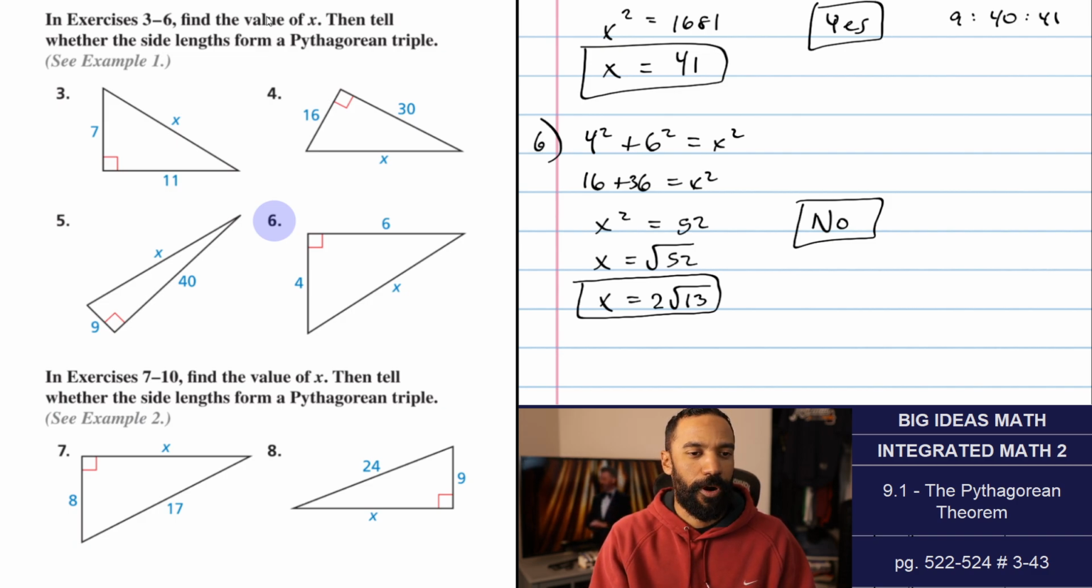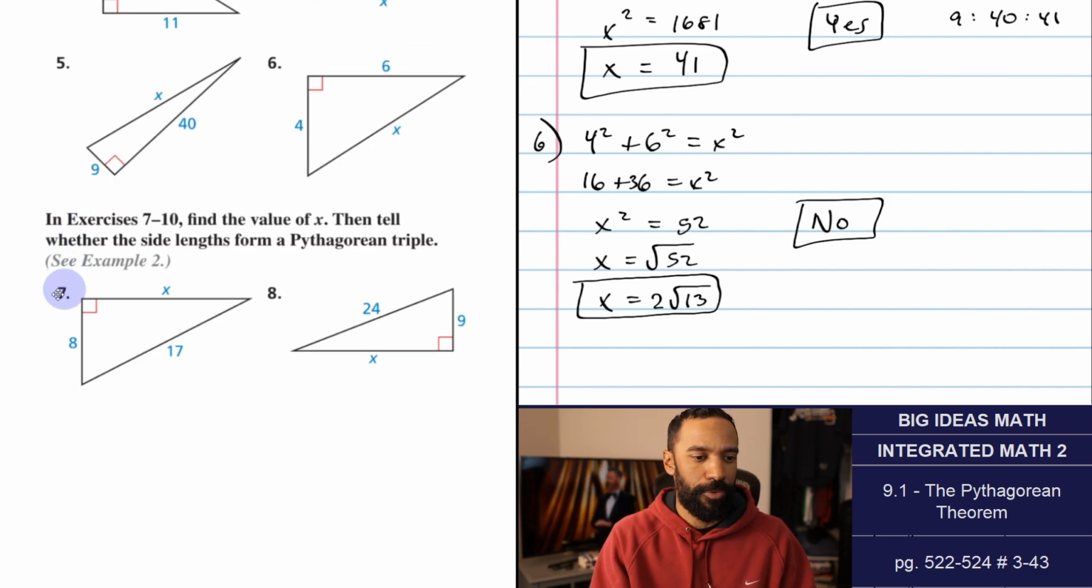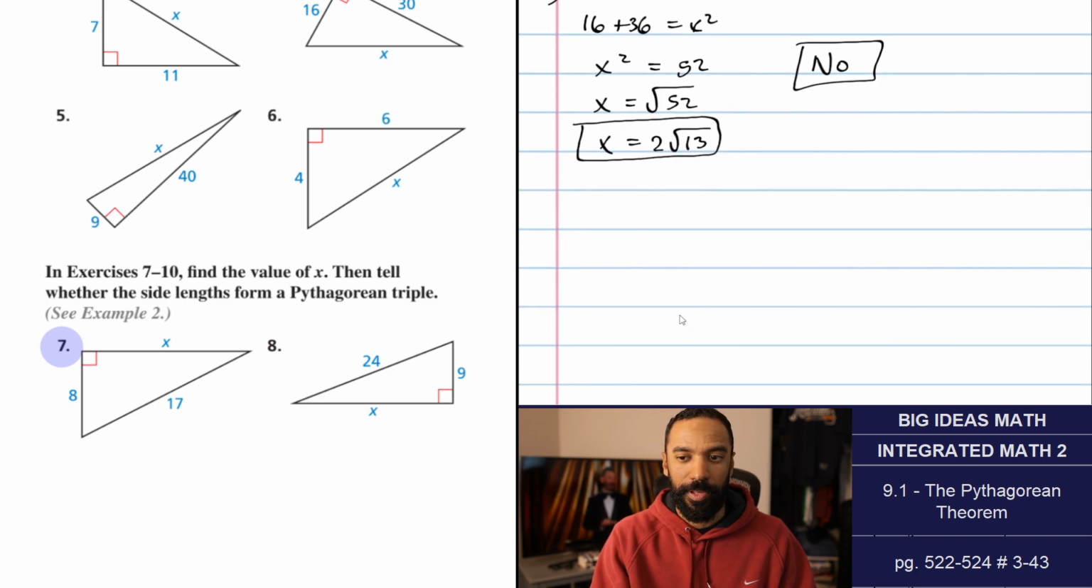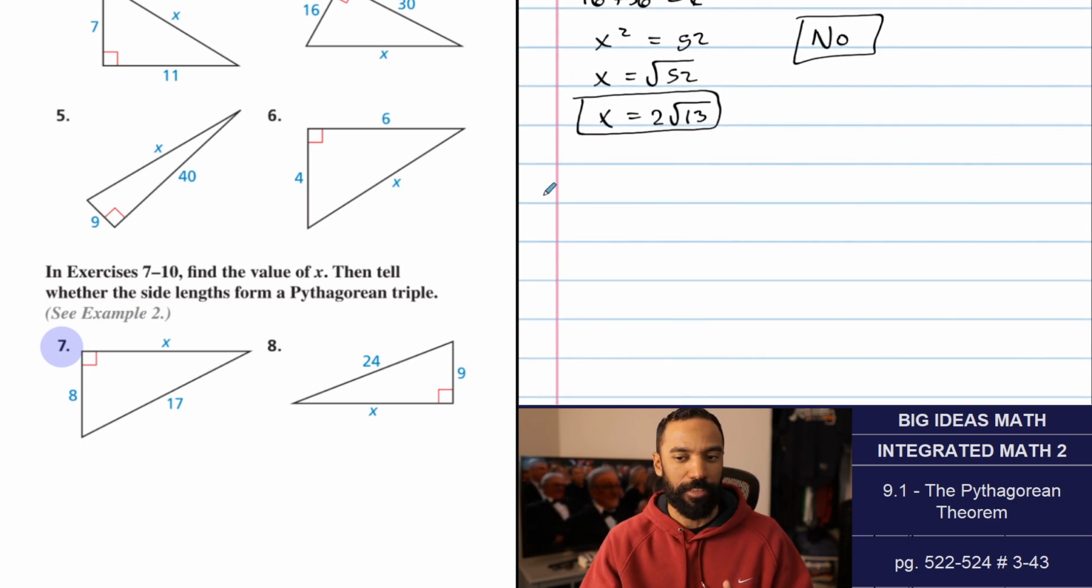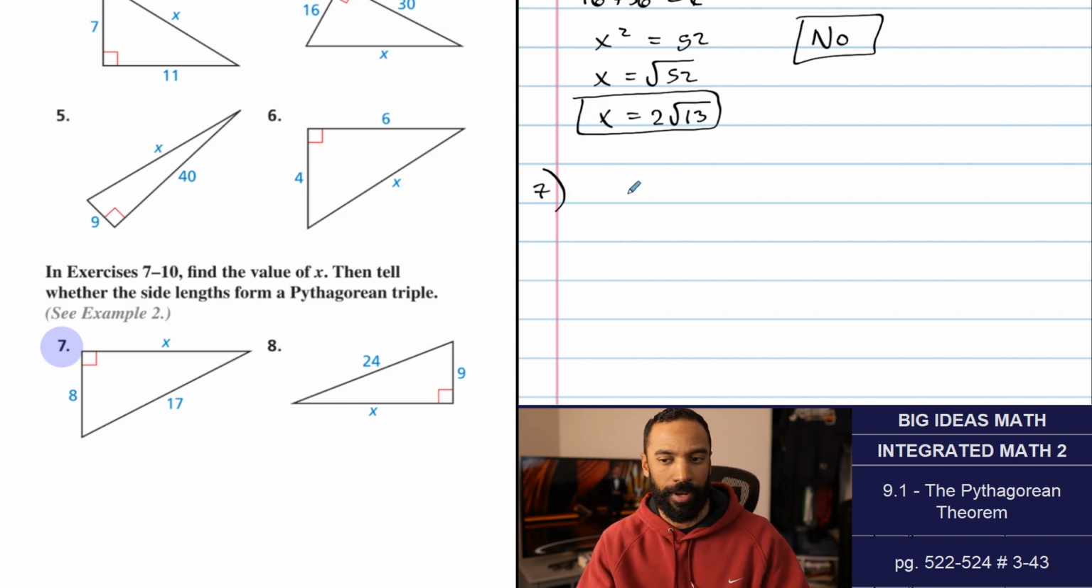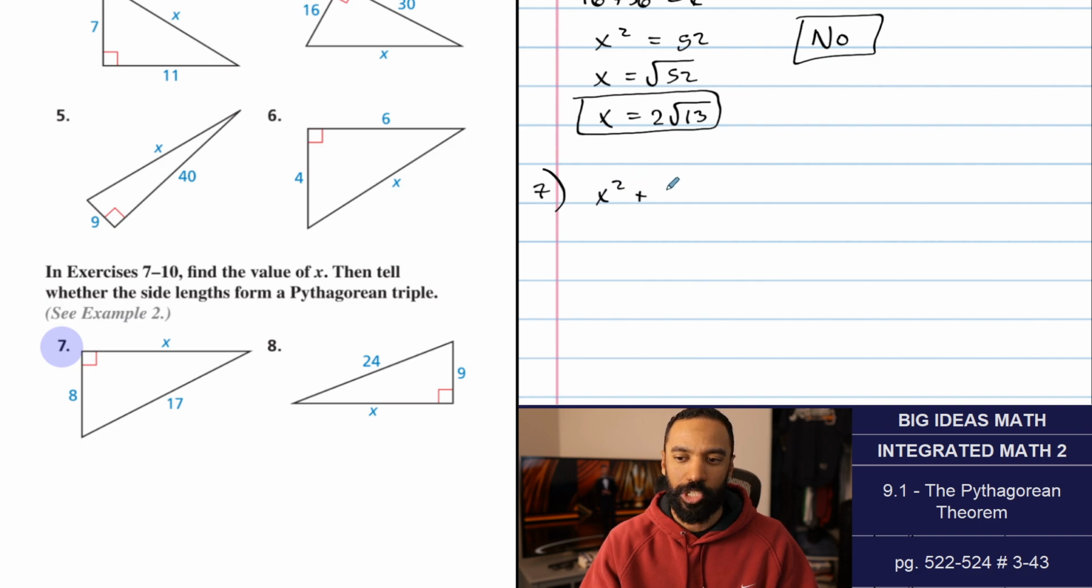Okay, let's move forward and look at numbers 7 through 10, where we find the value of x, then tell whether they form a Pythagorean triple. No change from the last problems, except, based on the first two that I see, it looks like we are now instead using legs that are unknown on these. So I'll write them as x squared plus my other leg squared equals the thing squared. So now x is not the hypotenuse.